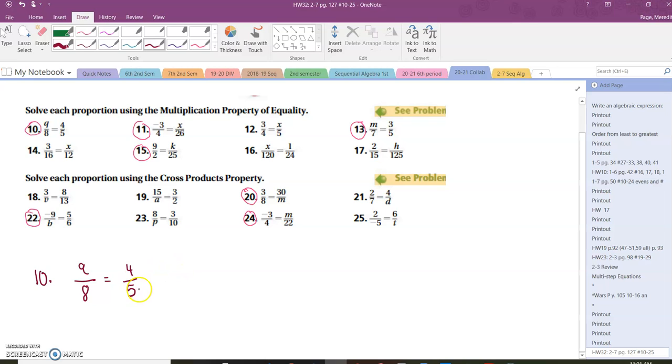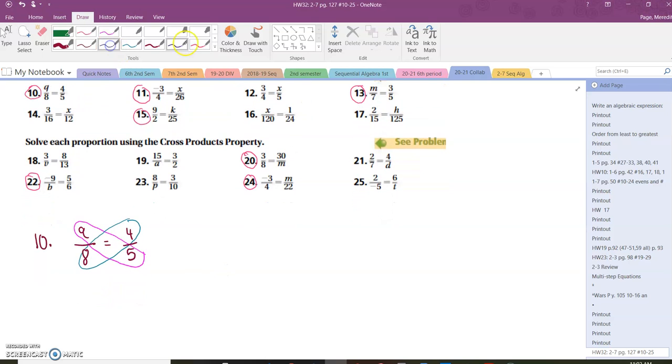So I am going to draw my loops. I'm going to cross multiply, which means I'm going to multiply Q times 5, and then cross multiply and multiply 8 times 4. Okay? So when I do that, I draw a line down my equal sign, similar to an equation. I am going to start with the Q times 5. It doesn't matter what side you put it on. I'm going to put it on this side because I like my variable on the left. So Q times 5 is equal to, and then on this side, I'm going to do 4 times 8.